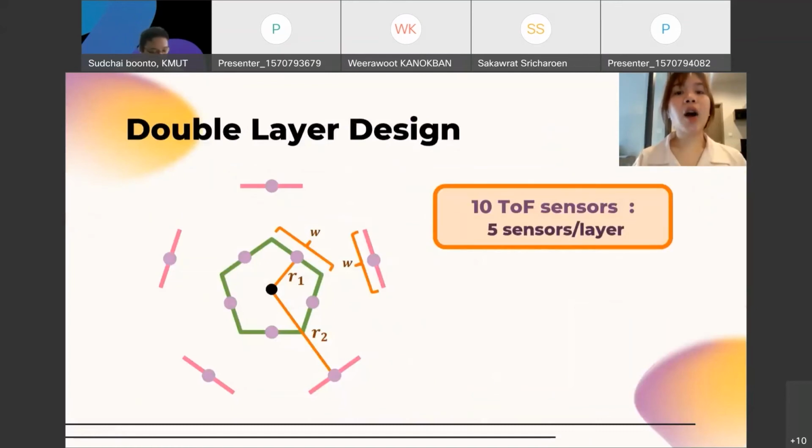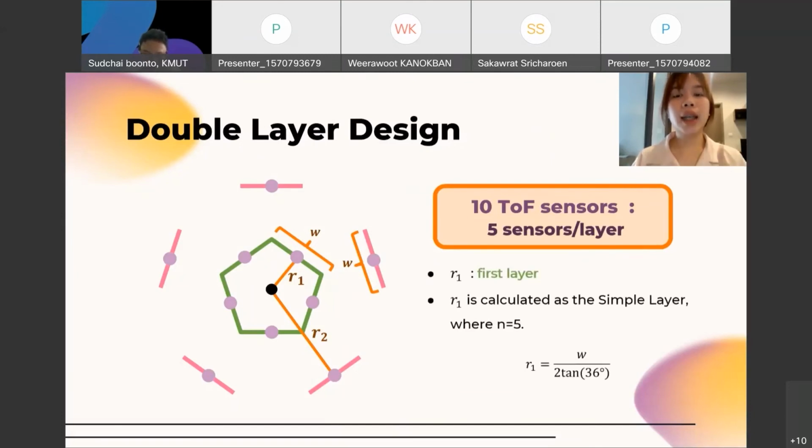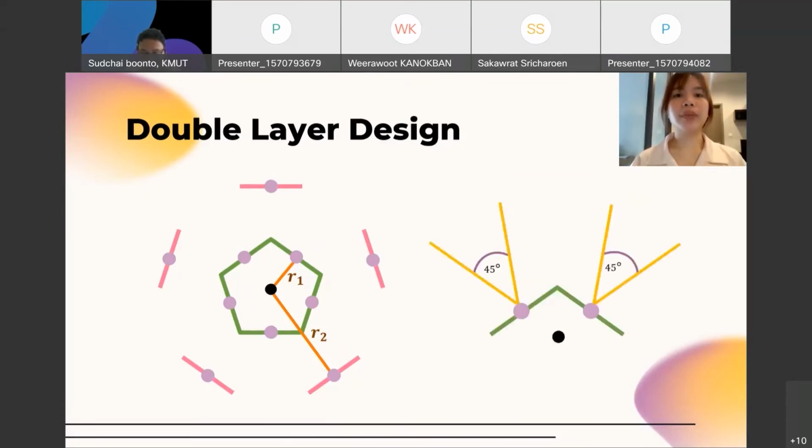This design is called the double layer design. For this proposed design, sensors are arranged into 2 layers. There are 5 sensors in each layer. For the first layer, the distance between the sensor and the center is calculated by the same equation as the simple design, where the number of sensors is 5. The sensors in the second layer need to be placed close to the first layer to minimize the operating point, but they must not be in the detecting zone of the first layer.